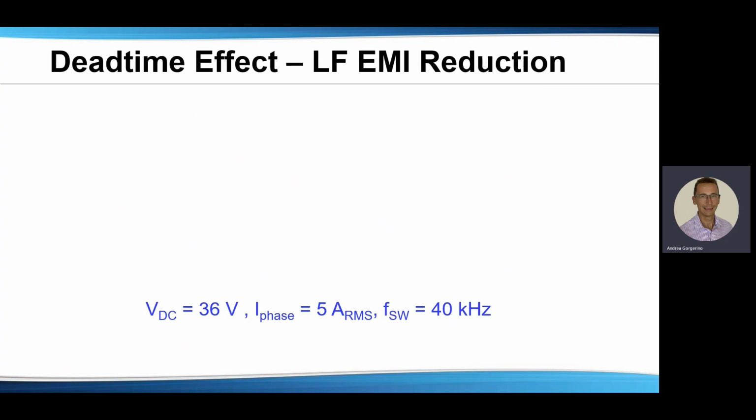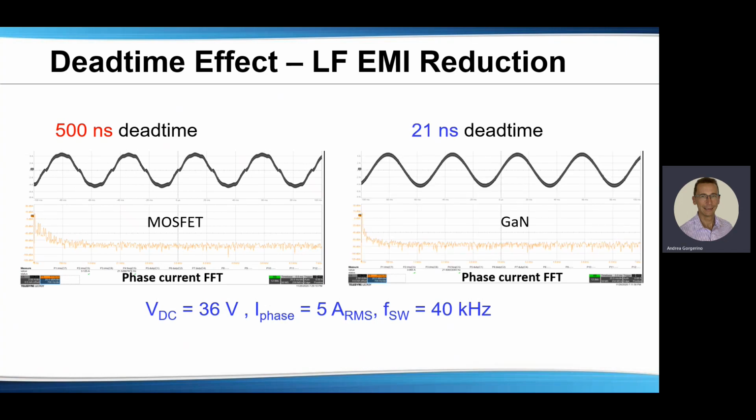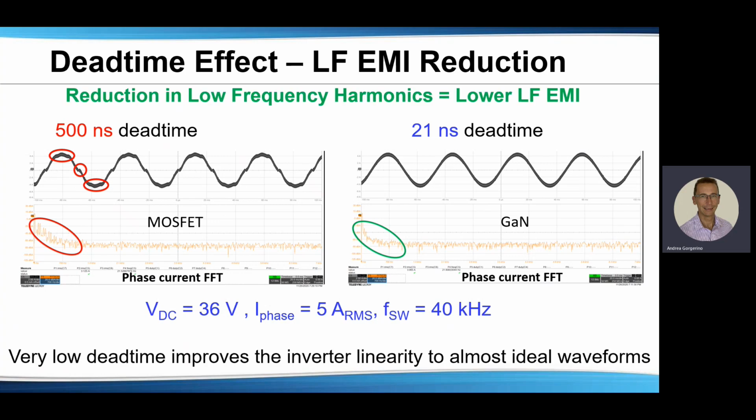Now we will talk about the effect of reduced dead time on the motor phase current low frequency harmonics. Again, on the left-hand side, we have the case with 500 nanoseconds, and on the right-hand side with 21 nanoseconds. Notice the clear difference in the time domain for the two waveforms. An FFT of the low frequency clearly shows the low frequency harmonics in the 21 nanosecond dead time can be significantly reduced. And this ultimately translates into reduced costs for filtering and operation.